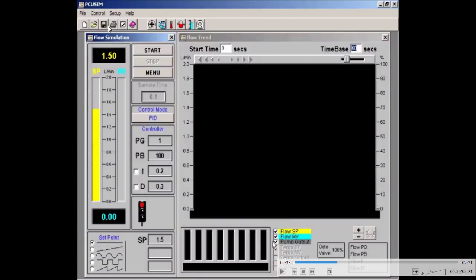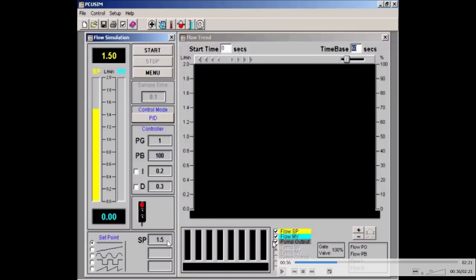Now in this PCU simulation software, we have two modes: control mode using PID, and another is manual control. This PB or PG is showing us direct proportional, which is P. PB is showing us 100%, which means you have to reduce error 100% using the proportional module. This I stands for integral mode and D stands for derivative mode.